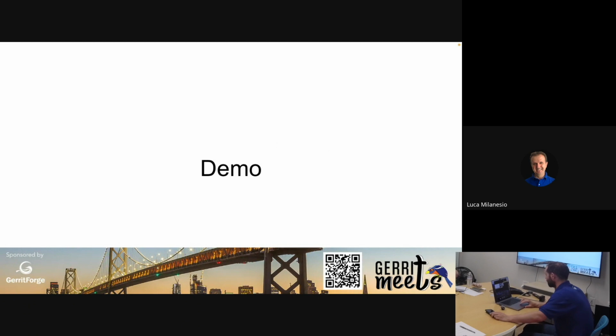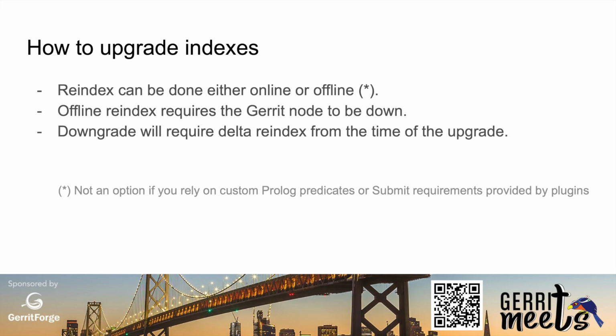And questions: what's the difference between online and offline reindexing? So maybe this one is for you, Danny. Yeah, so basically for offline reindexing, you need to take the node offline. So that node cannot be serving any traffic, and it's going to be able to allocate more threads to process the offline reindex. However, it's not going to have access to the caches, nor the custom prolog rules or submit requirements provided by plugins. So that might not work if you have that.